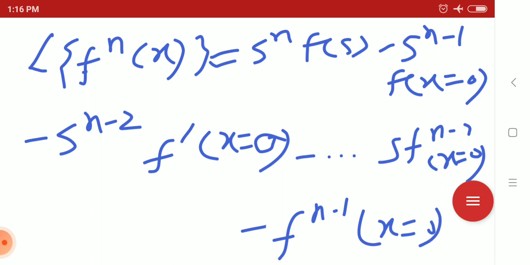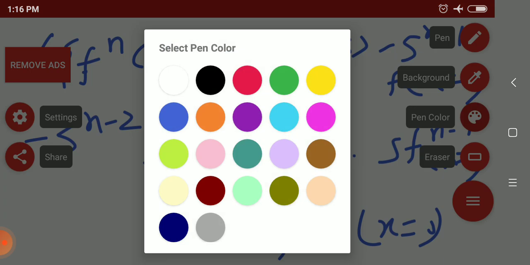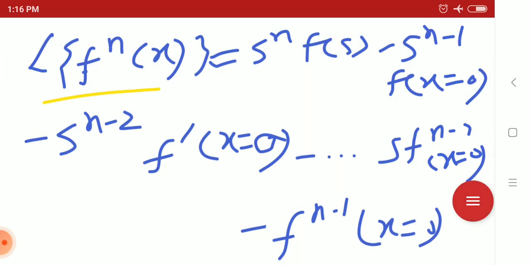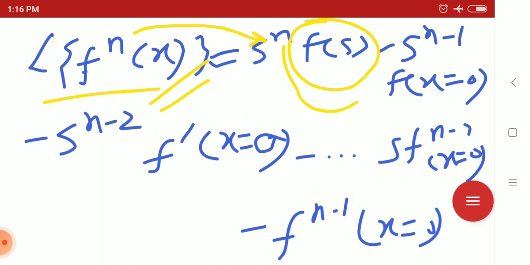So let's discuss this property. The Laplace transformation of the nth order derivative f^(n)(x) is what? The power of s is n, multiplied by F(s), the Laplace transformed function. Now n is reducing, s to the power n minus 1, and instead of F(s) we write f(x), the main function, at x equals 0.